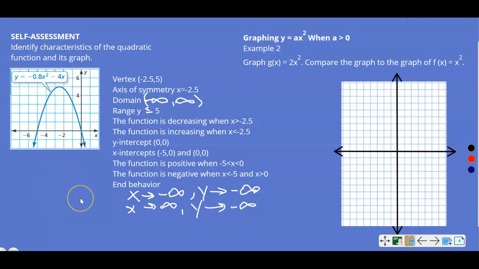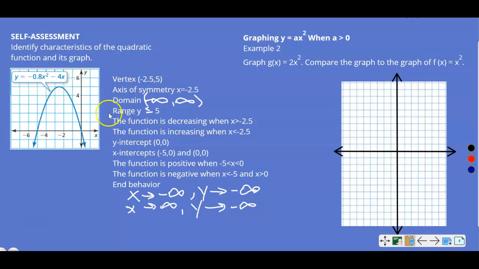All right, let's see how you did on the self-assessment. Identifying characteristics of the quadratic function and its graph. So it gives you the function y equals -0.8x squared minus 4x. We know it's quadratic because it has that x squared as your highest degree. So look at the function, look at the graph, and identify each part.